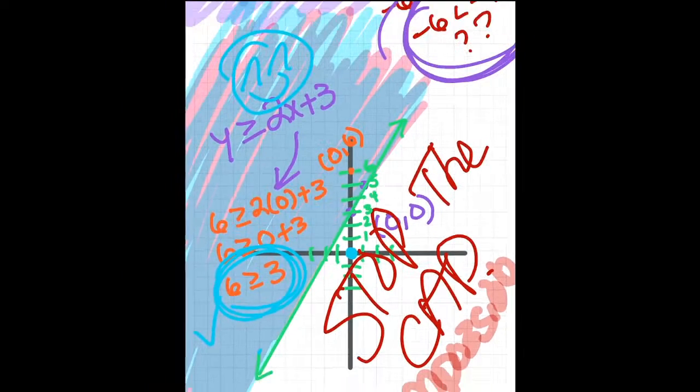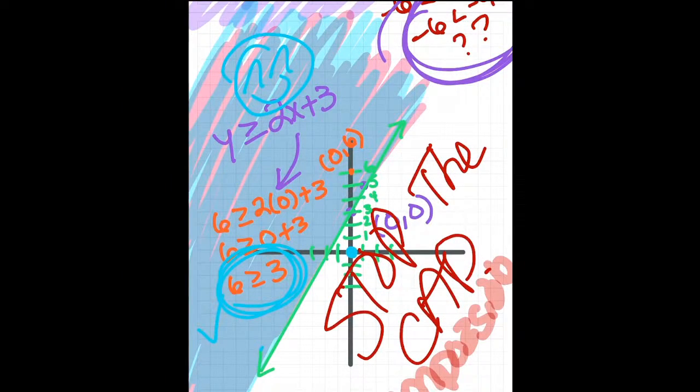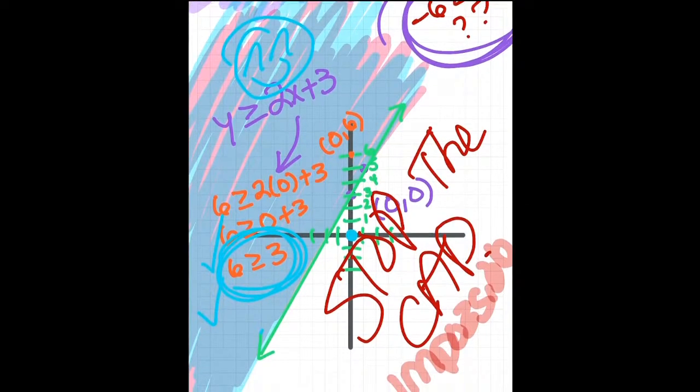A line for 2x plus 3, solid line, shaded up and to the left. How do you know that? You proved that the point inside of it is true, and you proved that the point outside of it is false. Stop the cap.